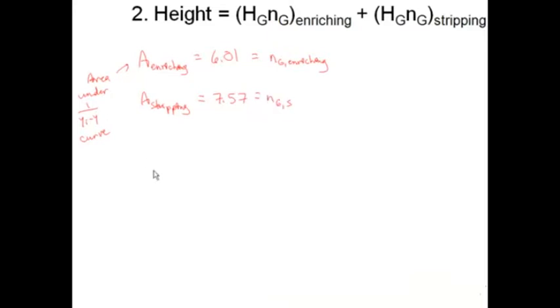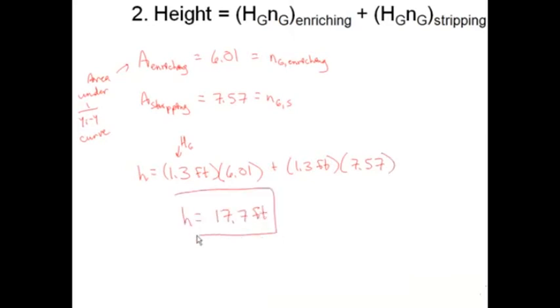Finally, we will calculate the overall height. The height equals 1.3, which is our HG that was given to us at the beginning in the problem statement. HG 1.3 feet times 6.01 plus 1.3 feet times 7.57. And so the overall height equals 17.7 feet. That is the total height required for this column.